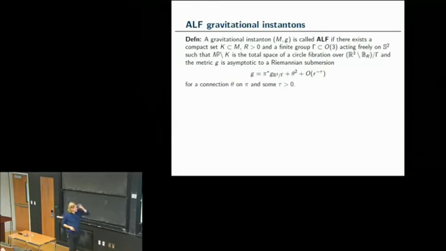So just to recall, because we're going to generalize this later, ALF meant that outside a compact set, we had a finite group Γ in O(3) acting freely on S², so that outside that, it was the total space of a circle fibration over an exterior domain in R³ mod Γ, and the metric became asymptotic to this submersion metric, so the pullback of the R³ mod Γ metric plus some fixed connection term plus decaying things. So these will have cubic volume growth rather than Euclidean volume growth.